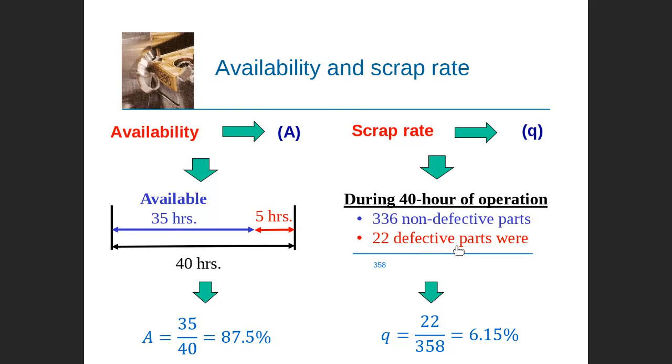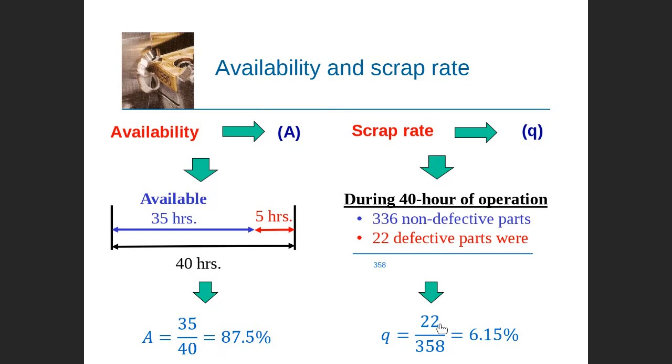Why scrap? Because I cannot just put this one in the market. This one is defected, so I will not be able to put it in the market, then it will be scrap. I will throw it away. Maybe I can recycle or something, but this is not our focus now. So it is not being used. It is a defected part. So what is the percentage of defected or scrap? What is the scrap rate?